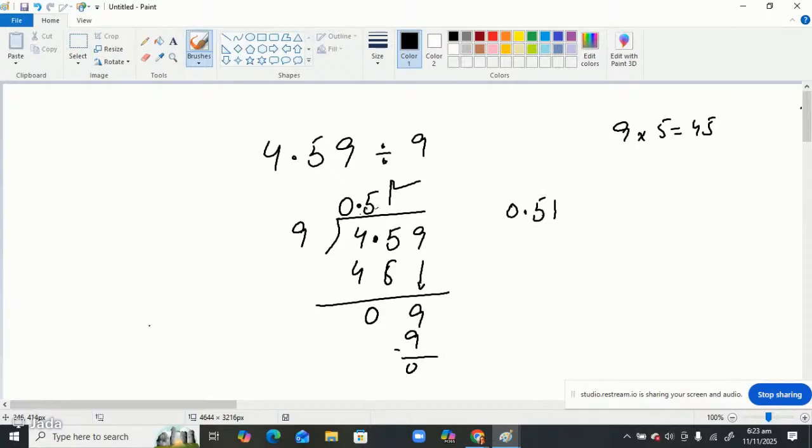The thing which is important, you need to check if you have one digit and that one digit is less than the divisor, and there is a decimal point after that. So what you do, you just place the 0 and decimal point on the top and then take the two digits together.